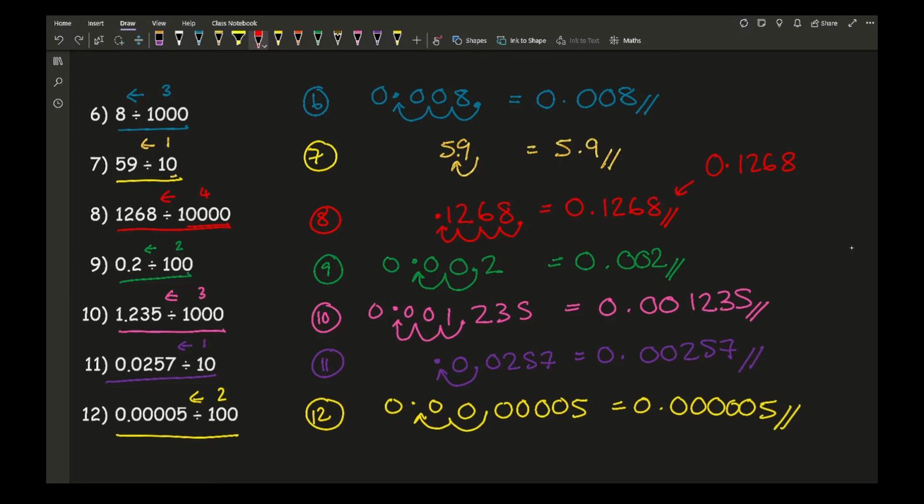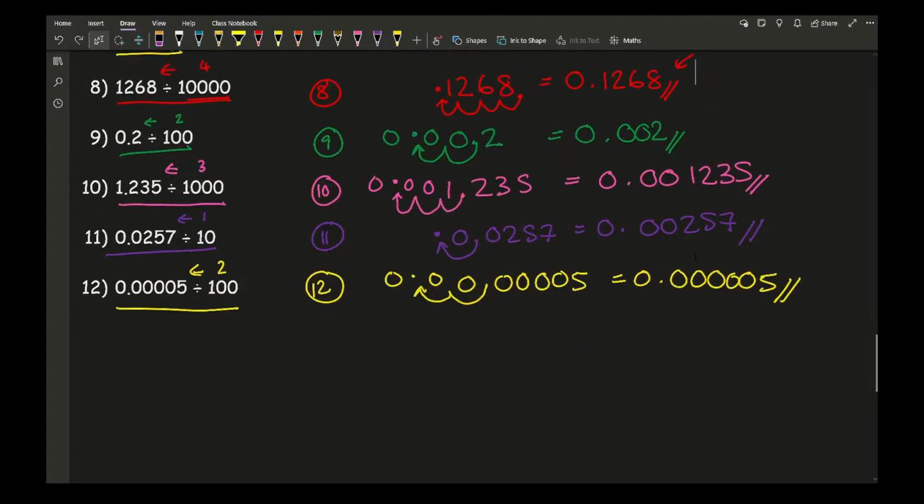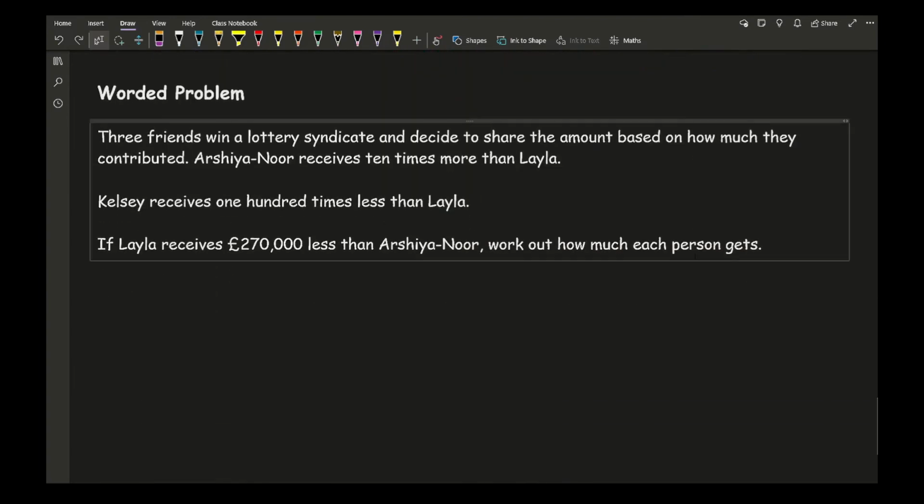But in theory, when we're reading it out, we always say 0.02. We don't say 0 point. We could sometimes get away with saying 0.1268. But when you're writing it down, always try and remember to stick a 0 in front of the decimal point if there is no number in front of it, or on the left of it, I should say. So let's have a look at a worded problem here.